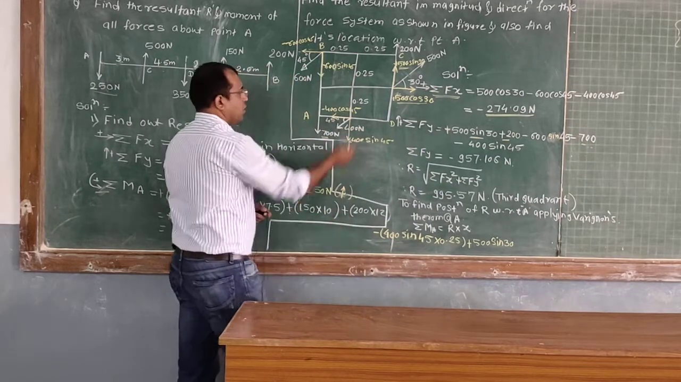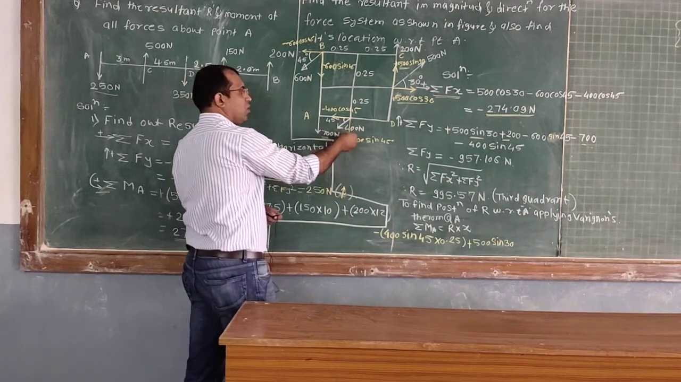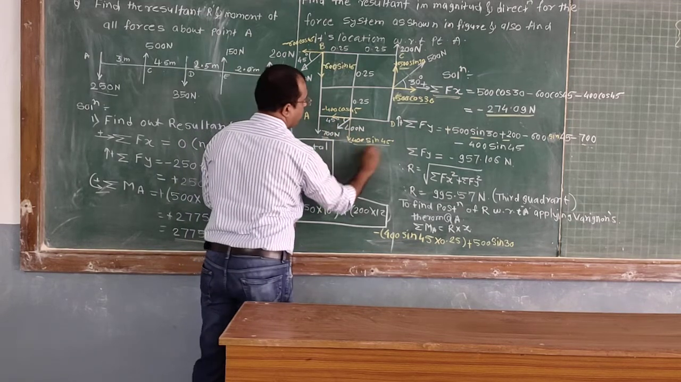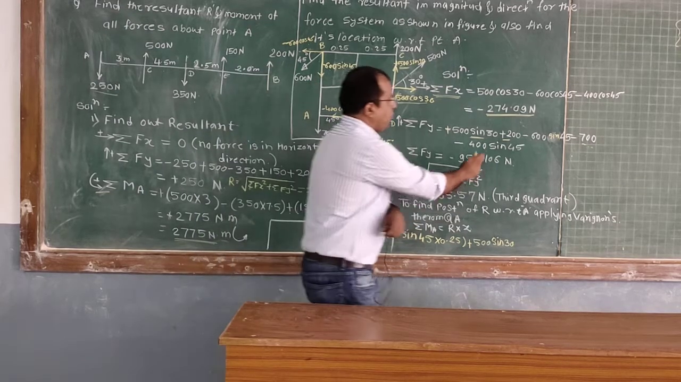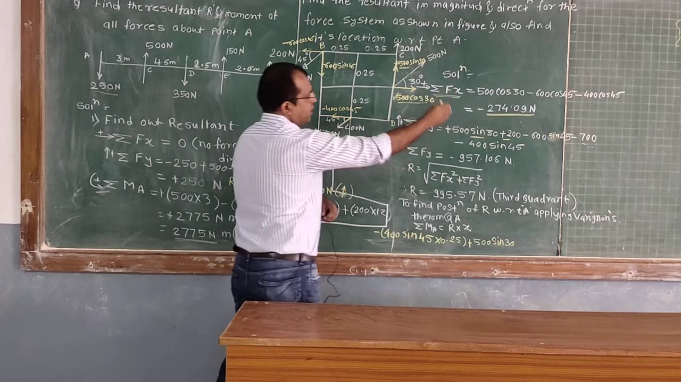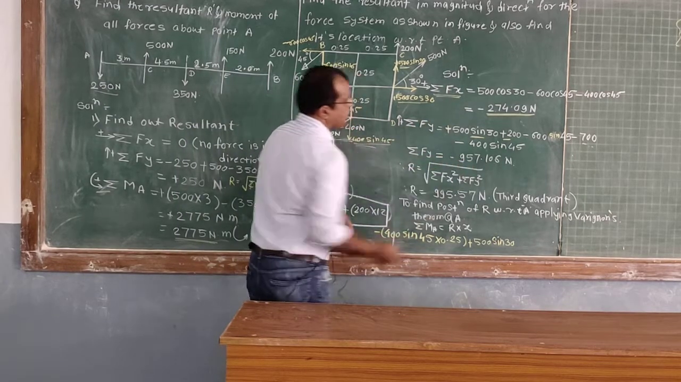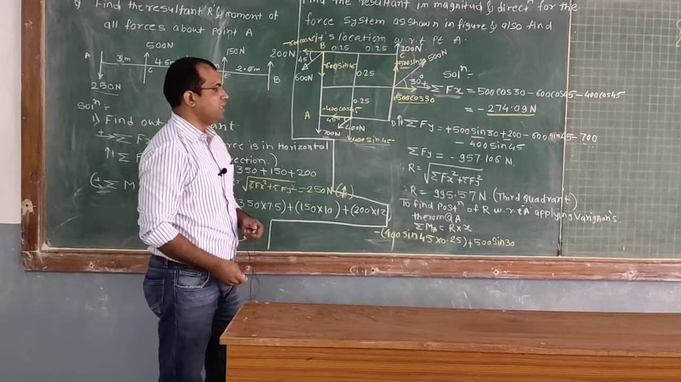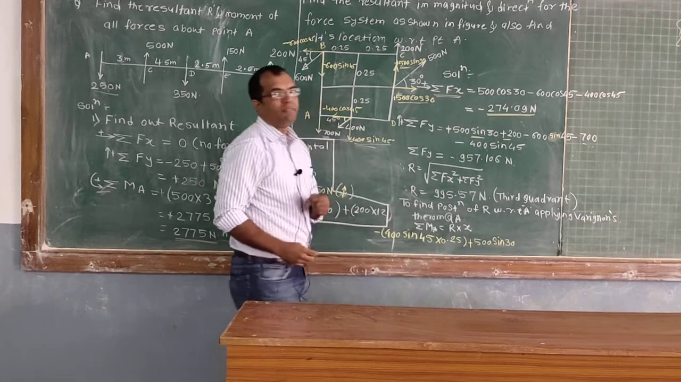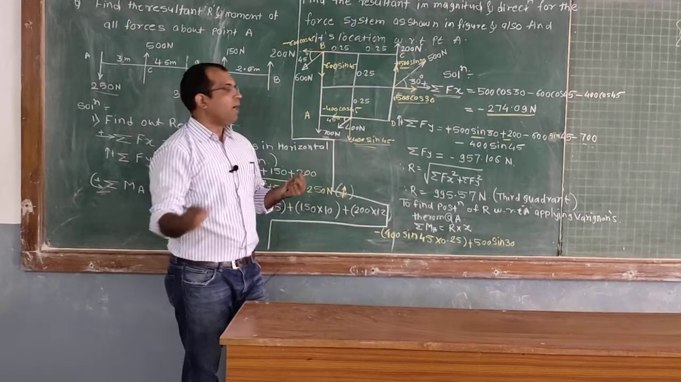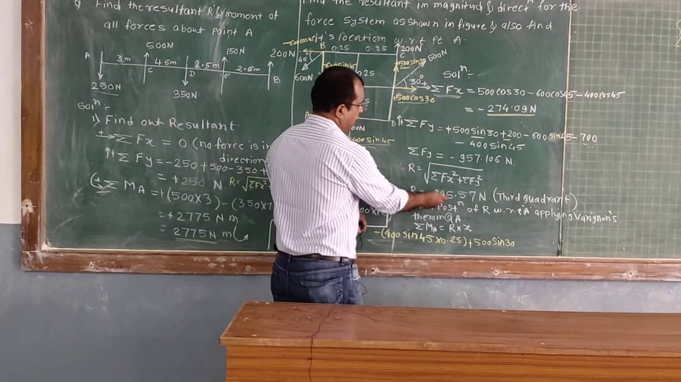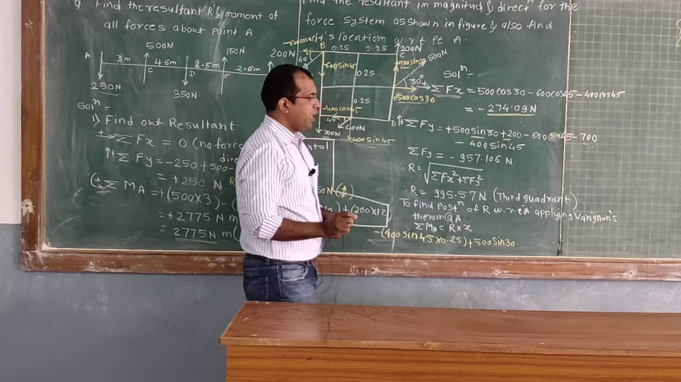Then next, this is the 400 Newton force. It is again in the third quadrant, so its y component in the vertically downward direction is 400 sine of 45. It is minus because it is in the downward direction. After solving this, we will get the value of summation of Fy as minus 957.106. R is obtained using the formula square root of summation of Fx square plus summation of Fy square. From that we get R as 995.57 Newton, and it is in the third quadrant.